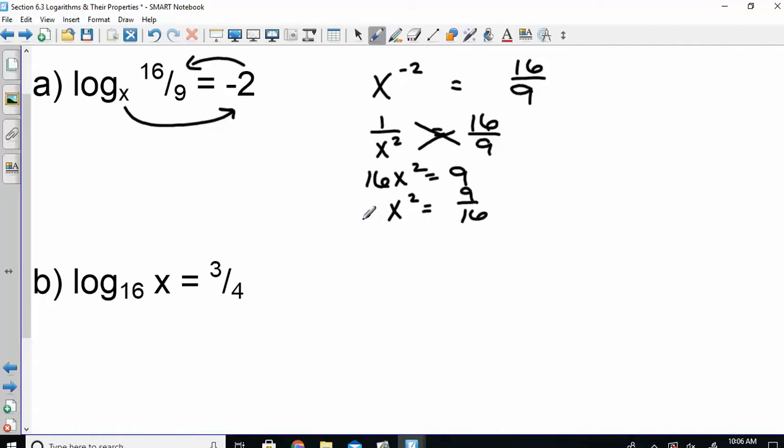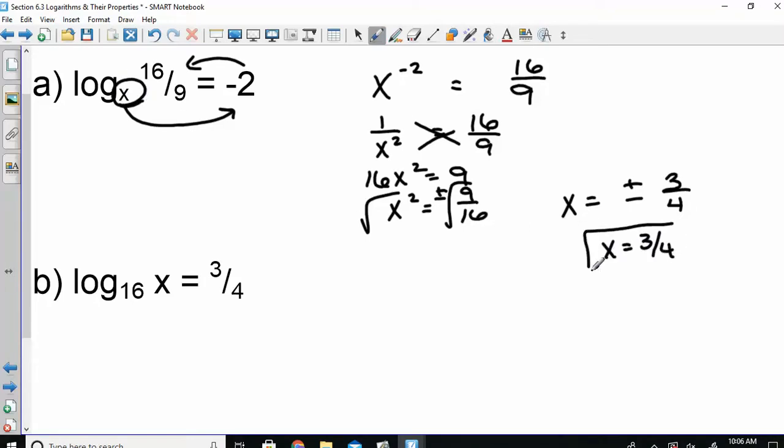How do you get rid of a square? Square root. With that we do plus and minus. Square root of 9 is 3, square root of 16 is 4. Are both of those answers possible? No. My base can't be negative. So 3/4 is my only option. Okay.